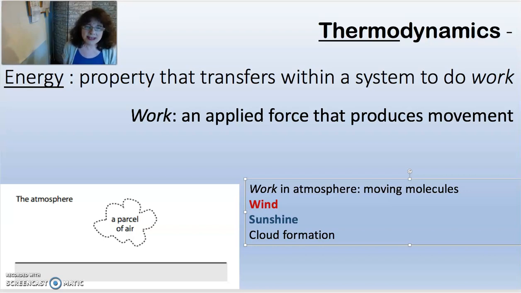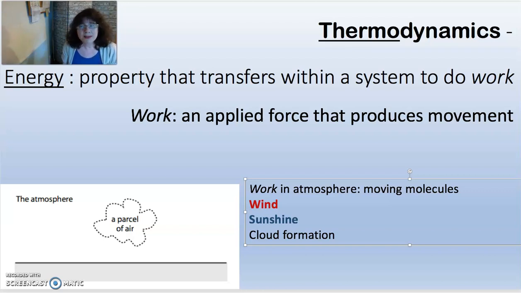Now, you may say, what does this have to do with movement? What does sunshine have to do with movement? What does cloud formation have to do with movement? I understand wind, but sunshine is the movement of photons from the sun down to the ground in order to heat the ground and heat the air. So we're talking about particles that are moving from the sun, photons, and they produce electromagnetic radiation.